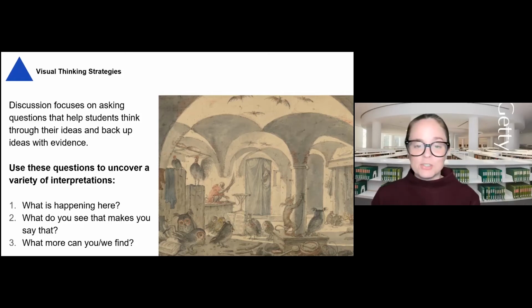And then once the student shares that idea, you could pose another question. And that question could be, "What do you see that makes you think that?" And then the student has to back up their statement at this point with what they see. So perhaps the student that pointed out the monkey is trying to escape might say, "I see a chain connected to the pole and the monkey."